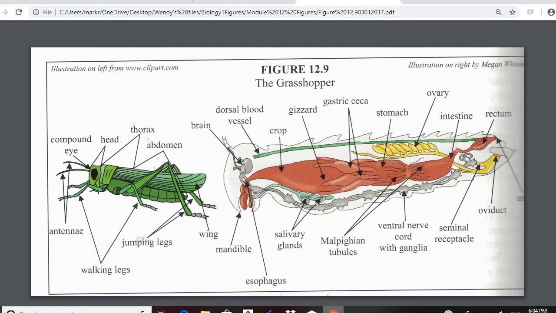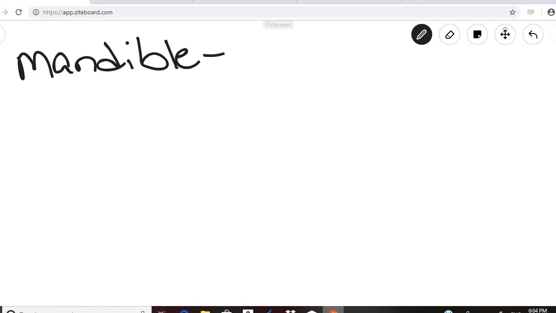Grasshoppers will chew, and so they actually have a jaw that is called a mandible. It's the same word that we use for your lower jaw, and it's used for chewing.